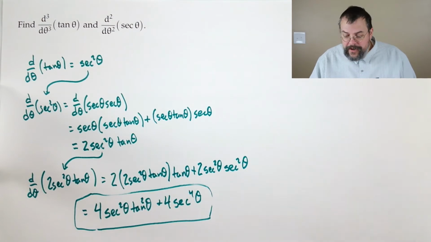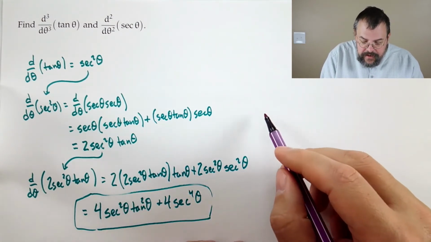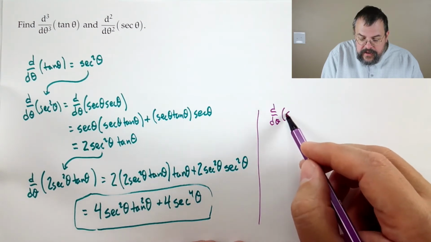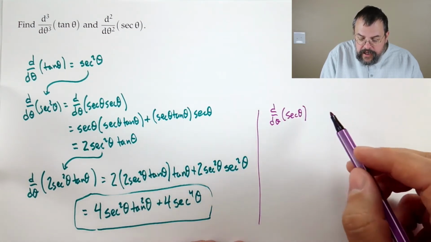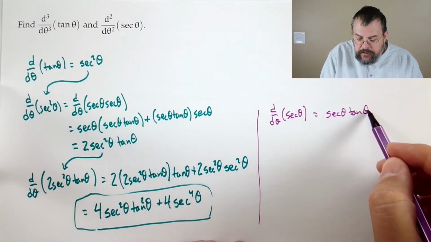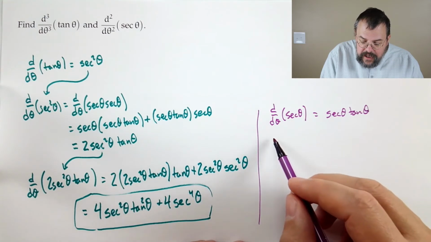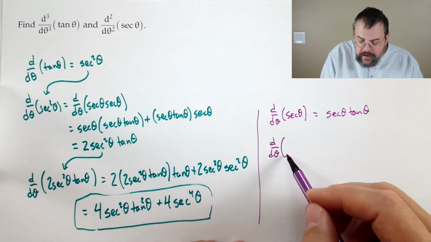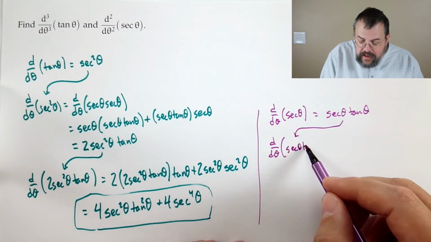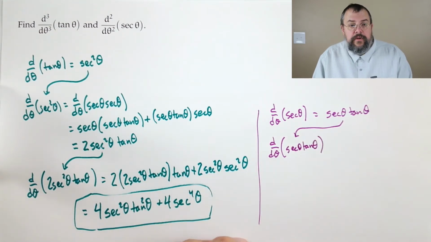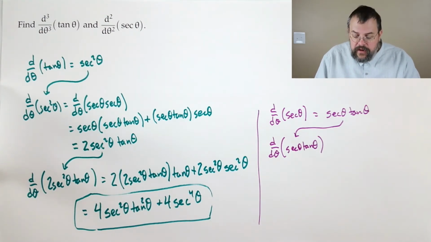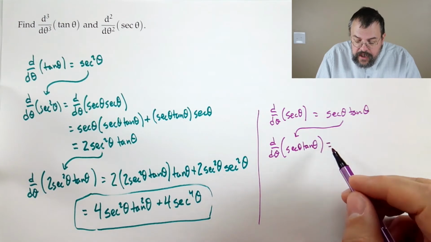So let's do the other half. Okay, so we start, we're saying, well, the derivative of secant theta, we know what that is. That's secant theta tangent theta. That's our rule. So if I want to take the second derivative of secant, what do I do? Well, I'm going to plug secant theta tangent theta into our derivative operation. Okay, so I'm taking the derivative of the derivative. And so now we're going to do a product rule.